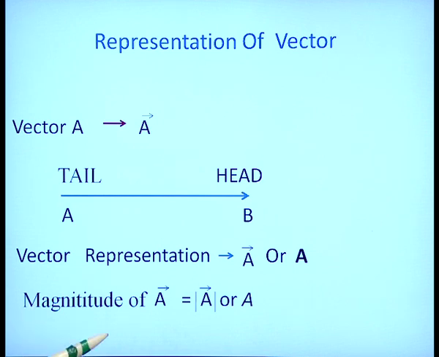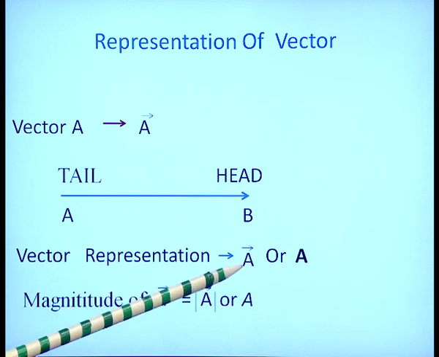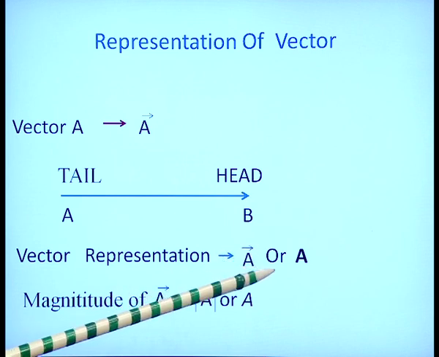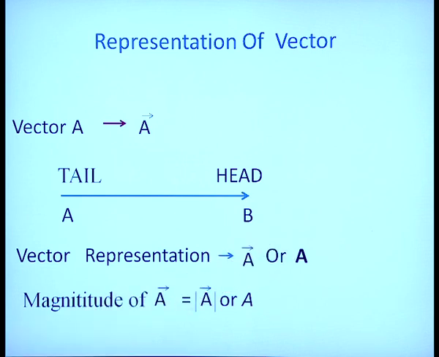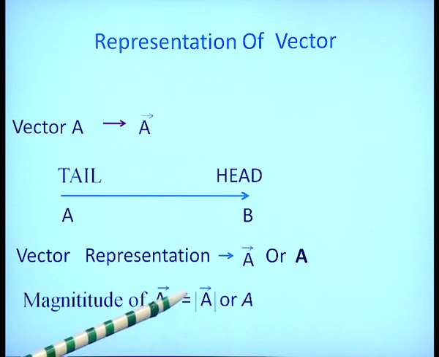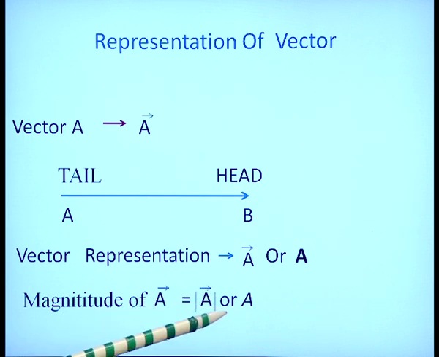So, the vector representation is A with an arrow above it, or simply, as you can find in your text, a bold English alphabet, that is A. Because a vector quantity has both magnitude and direction, we represent the magnitude of vector A as modulus of A, or simply A, which we write in italics.